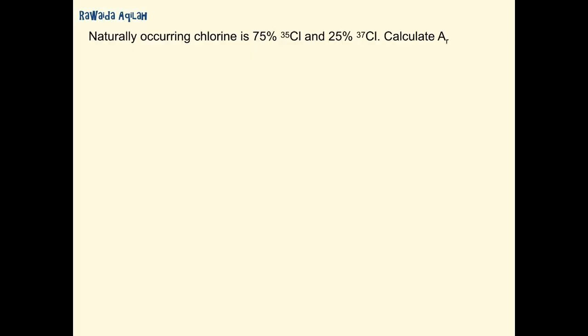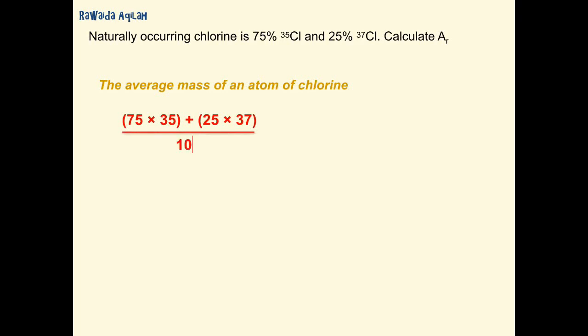Let's go into this example. Naturally occurring chlorine is 75% chlorine 35 and 25% chlorine 37. Calculate the relative atomic mass. First, calculate the average mass of both of the chlorine isotopes. So we have 75% of 35 plus 25% of 37, and divide by 100 to convert into non-percentage. So we have 35.5.